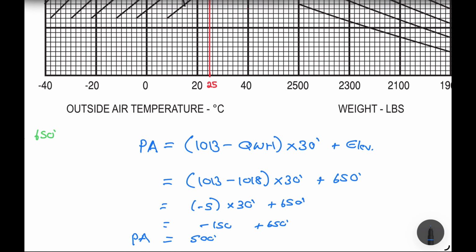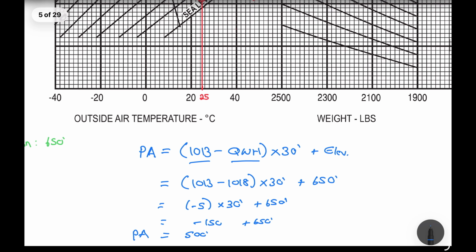If you just follow this formula, writing 1013 minus the QNH, you can't go wrong with the sign of the correction factor you need to apply to elevation. You don't even need to remember if the pressure altitude will then be lower or higher than the elevation if you just follow that formula. But just checking the logic, the QNH is higher than the datum pressure, so therefore the pressure altitude must be lower than the airfield elevation.